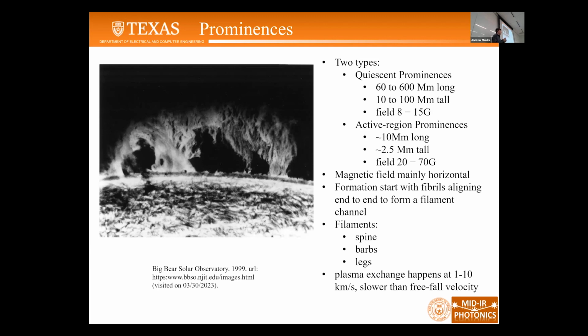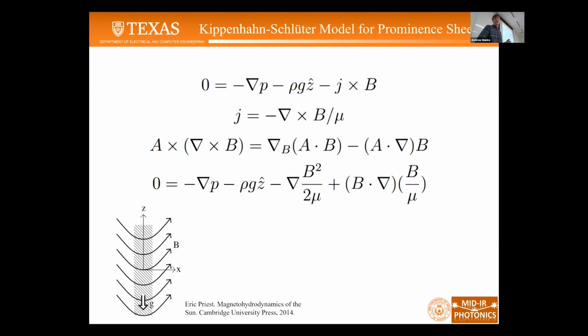Notably, plasma is being exchanged constantly between the surface of the sun and these prominences. This occurs at around 1 to 10 kilometers per second, which is lower than the free fall speed that you would expect on the sun. So there must be some counterbalancing force to gravity that's keeping this plasma sheet suspended. And this is described using a prominence sheet model, I believe.